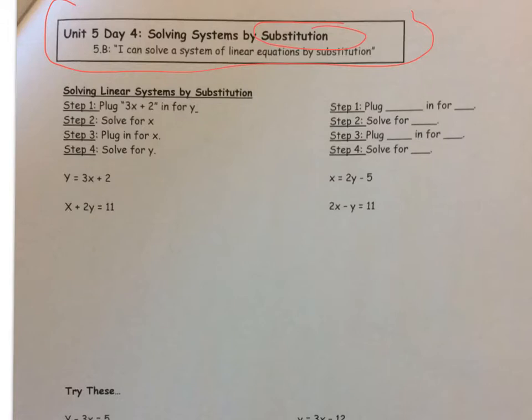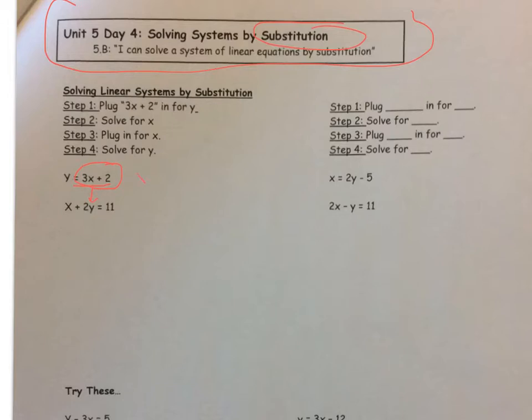Okay, look at this equation. In this equation, y has been solved. Okay, y is equal to 3x plus 2. So our first step, we're going to put 3x plus 2 in for y. So we're going to take and we're going to put this right here. Okay, we're going to solve for x. Okay, so let's do that. Let's see what that would look like.